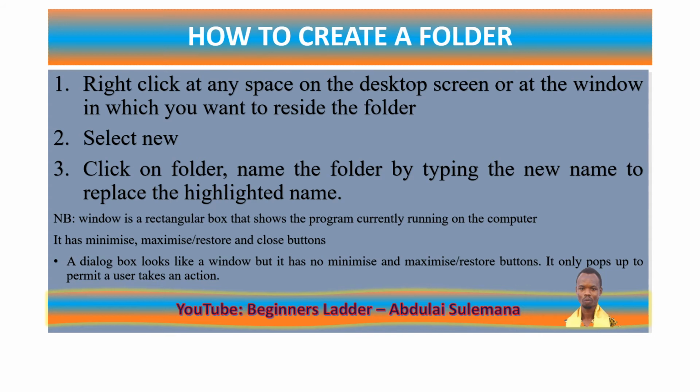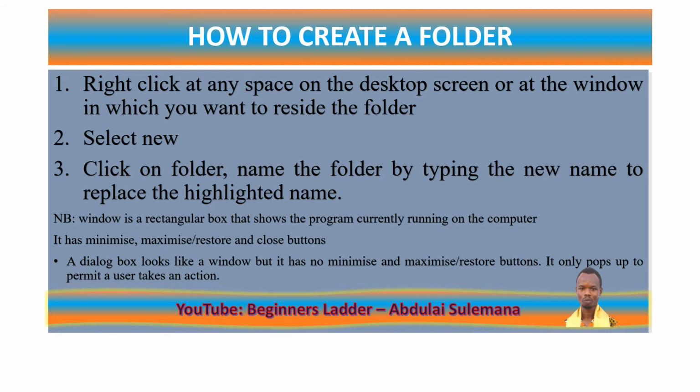So let's go back to our discussion on how to create a folder. So the first step, I said you right click at any space on the desktop screen or at the window in which you want to reside the folder. After you have done that, the second step is when you right click, some write up will pop up. You look for new among those write up. So you select the new. After selecting the new, you move to step 3.